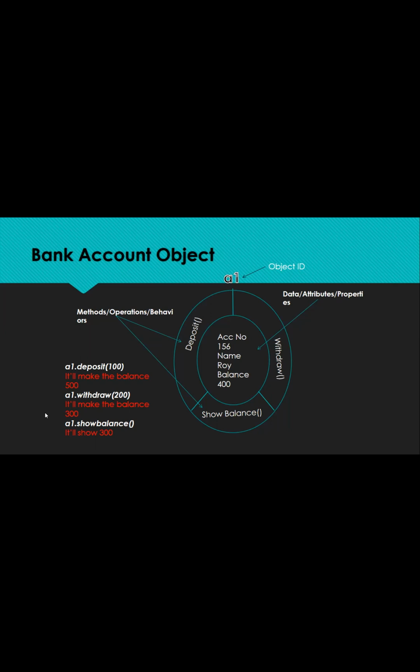Understood? And then A1 withdraws 200. Then what will happen? The balance value would change into how much? 300. Very good. Then A1 shows balance. It will show what? The method. So it just displays 300. Okay, 300 is what the balance is, it will just show the balance. It shows that your balance amount is this. So I hope all these things are clear.